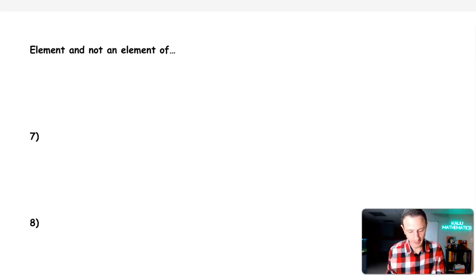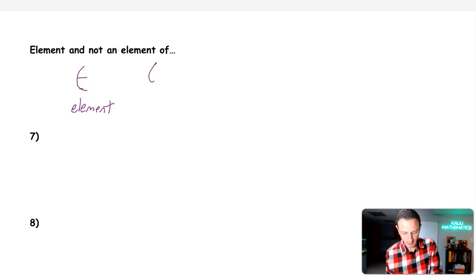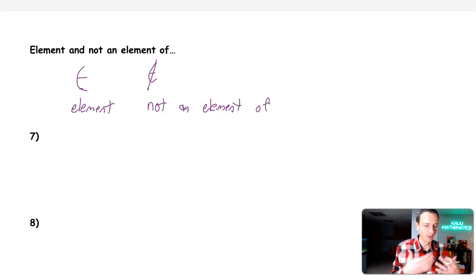Next piece of notation: element of and not an element of. The element symbol is almost like an E. And not an element of would be that element symbol, but with a slash through it. That's just used for identifying if an element is in a set or not.